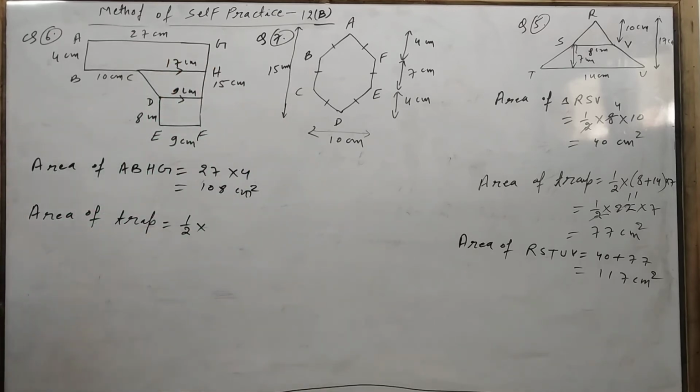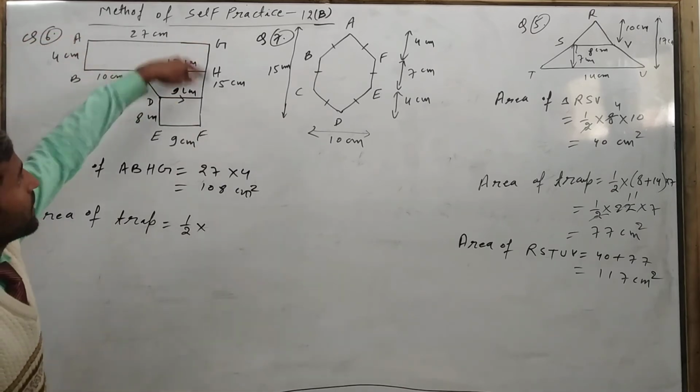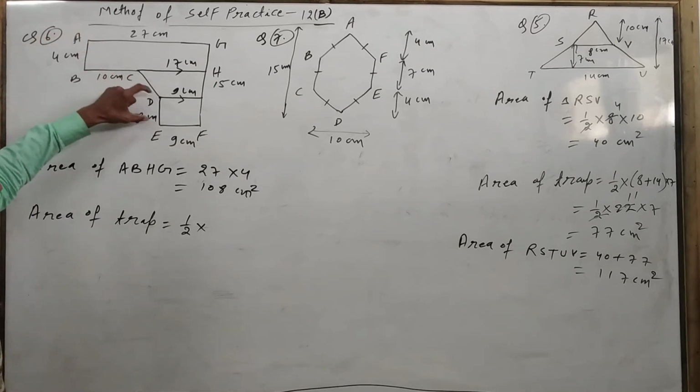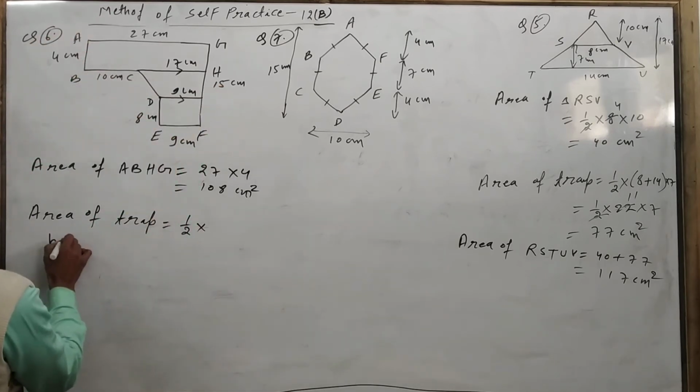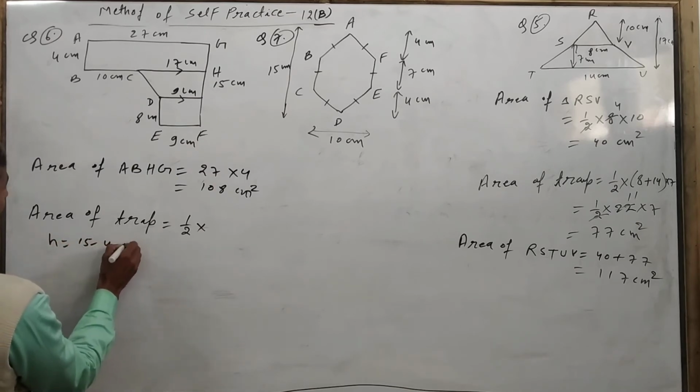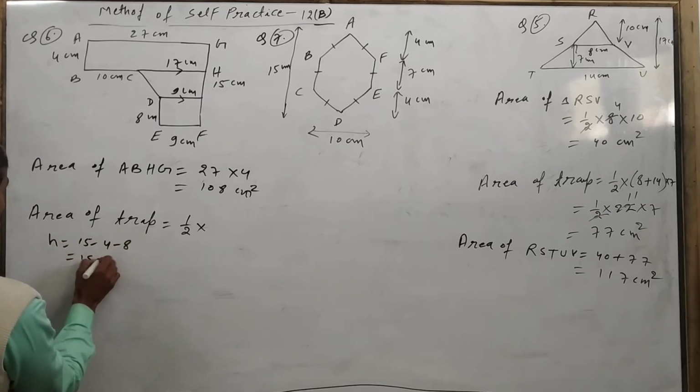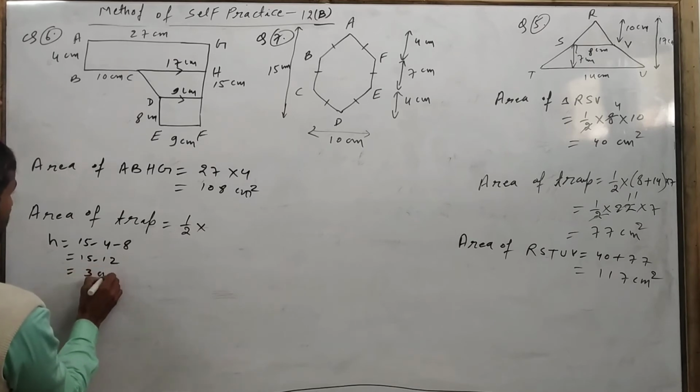And how much will we use for the height of this trapezium? So we can find that the total height is 15, minus 4 here and minus 8 here. So finally height is equal to 15 minus 4 minus 8, which means 15 minus 12. It will come 3 centimeter.